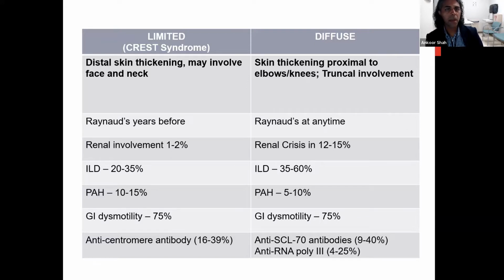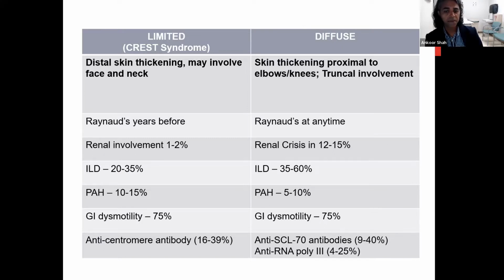Renal involvement is quite rare in limited, and while it's still uncommon in the diffuse type, it has a far higher prevalence. Interstitial lung disease, again, can be seen in the limited and diffuse type, but higher in frequency in the diffuse type. In contrast, pulmonary artery disease is seen in higher prevalence in the limited subtype, but again, only up to 15% of patients will get this. GI dysmotility and GI involvement can happen in 75% or greater in both types of disease.